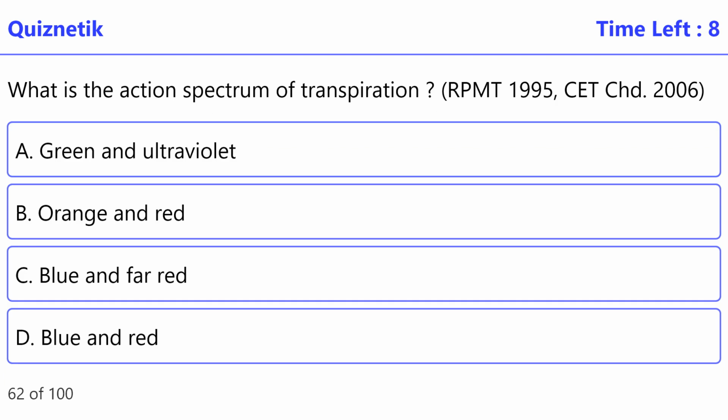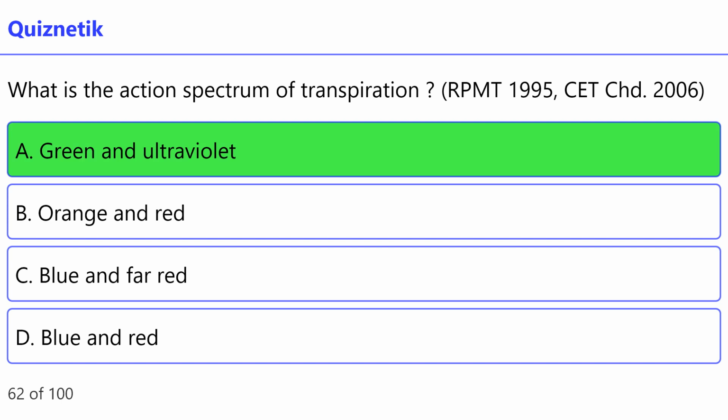What is the action spectrum of transpiration? ORPMT 1995, CET, CHD 2006. The correct option is A, green and ultraviolet.